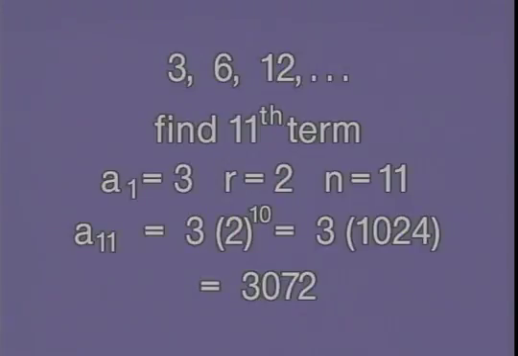It says find the 11th term. Again, a1 is 3, r is 2, n is 11, the 11th term. And the 11th term, according to our formula, is the first term, 3, times the common ratio raised to the n minus 1 power, or 3 times 2 to the 10th. Do we multiply 3 times 2 first, or do we raise 2 to the power first? Well, we always exponentiate before we multiply and divide, therefore 2 to the 10th, which is 1,024. Then we multiply by 3, giving us 3,072.